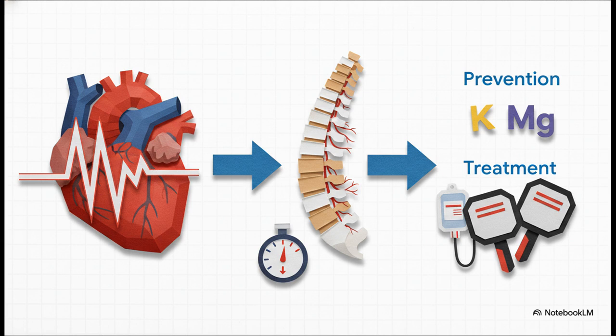And as we said a dozen times, hypotension is the enemy of spinal cord perfusion. So prevention is key. Make sure their potassium and magnesium are topped off. If it does happen, we tend to reach for amiodarone to try and get them back in sinus rhythm, rather than just slowing them down with beta blockers that could make the hypotension worse. And if they're unstable at all, don't hesitate. Get the pads on and cardiovert them.